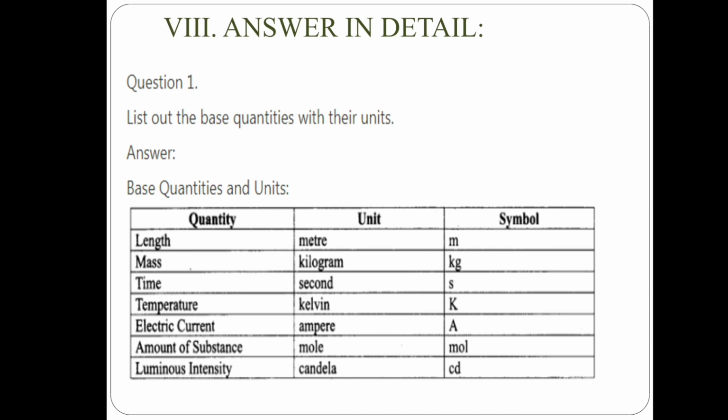First one, length, unit is meter and the symbol is small m. Mass, unit is kilogram and the symbol is kg. Third one, time, unit is second and the symbol is small s. Fourth one, temperature, unit is Kelvin and the symbol is K. Fifth one, electric current, unit is ampere and the symbol is capital A. Sixth one, amount of substance, unit is mole and the symbol is mol. Seventh one, luminous intensity, unit is candela and the symbol is cd. These are the 7 base quantities with their units.